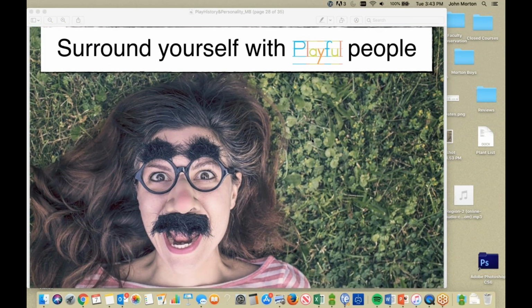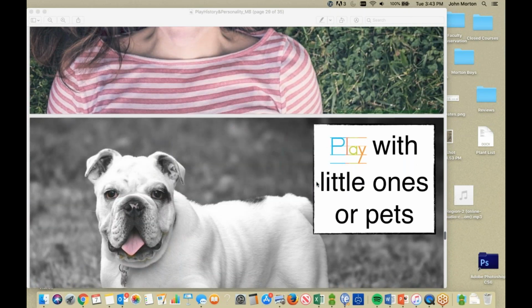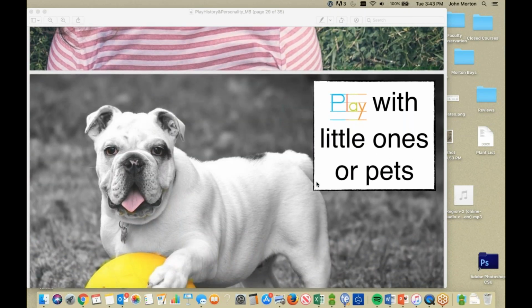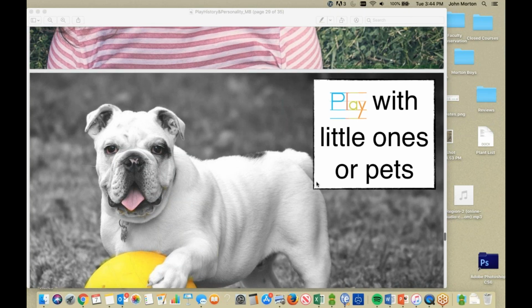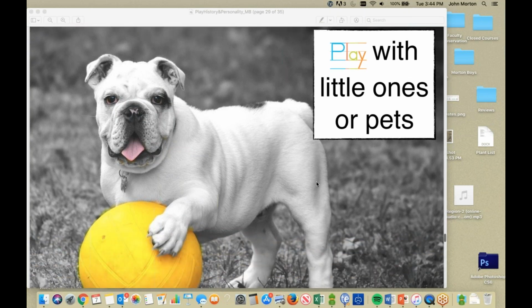Surrounding yourself with playful people when you want to play is absolutely a huge one. It can be a huge distraction if you don't want to play and you want to get work done. But if you have friends or people who love to get out and play and have fun, be around them. That's a great way to make sure you have more play in your life. Play with little ones or pets. Kids seem to always want to play. I can tell you that from my children, there is never a time that they don't want to play. And pets, unless they're sleeping, are usually the same way.